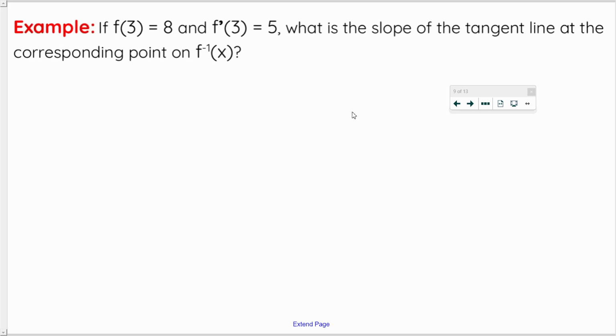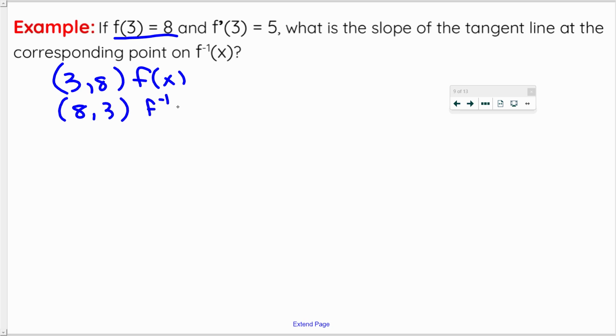So what we have right now, f of 3 equals 8. So that means the point (3, 8) is on f of x. So the corresponding point would be, swap your x's and y's, and that would be the corresponding point for f inverse of x. So what I'm asking for is the derivative of that, f inverse prime of 8. So that would be my corresponding point.